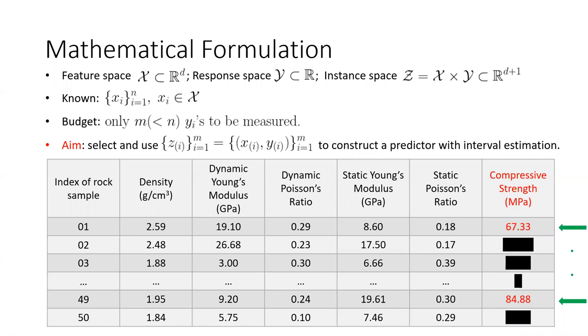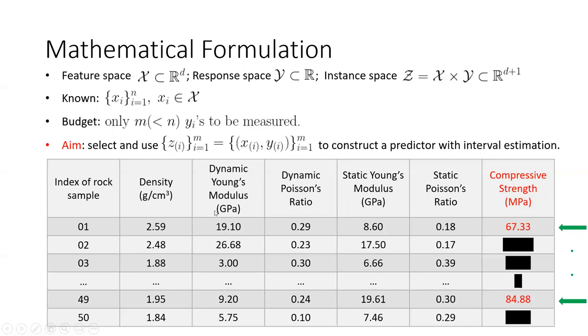by doing the subsampling? To put this problem in mathematics, we define a feature space X. In this case, the feature space is just the information of density and the dynamic and static parameters. There is also a response space Y, which here is just compressive strength. After defining the feature space and the response space, we have an instance space by putting them together. What we know here is the information of x_i, i equals one through n. That is, we know all the information here. Also, since we only have a limited budget, we only have m out of n y_i's to be measured.